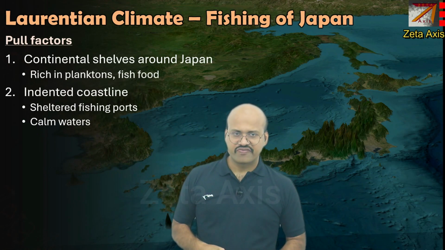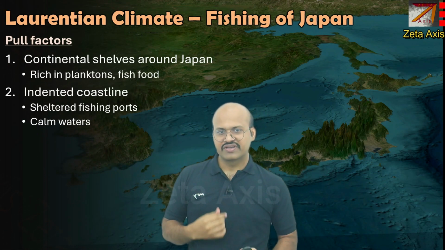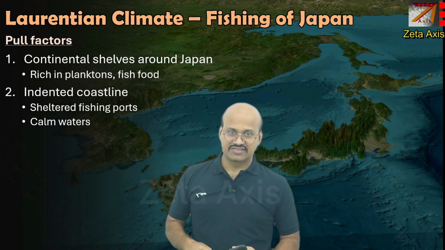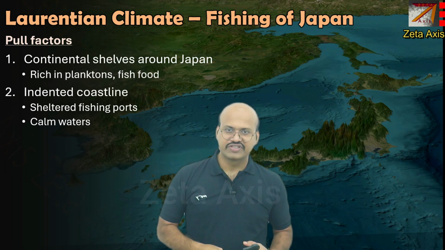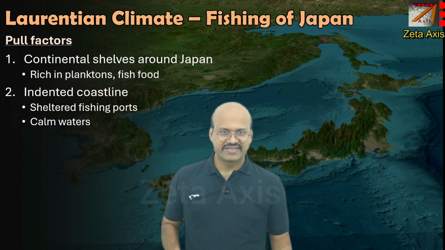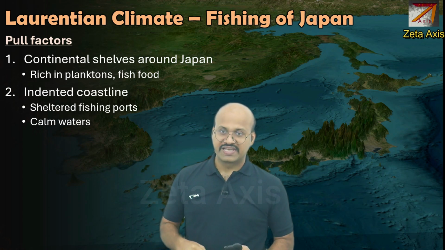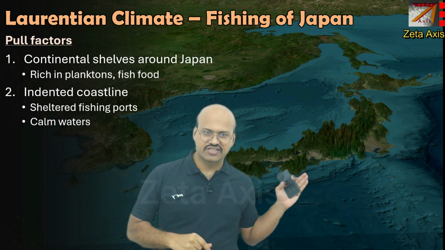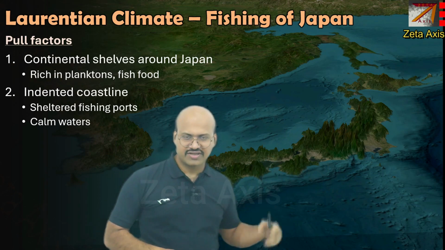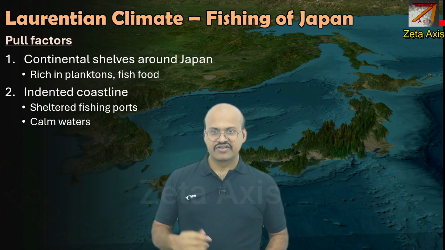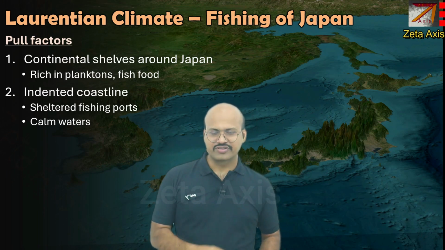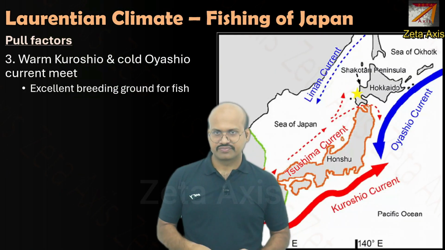Now, if we see the pull factors, that is, the benefits of people doing fishing: the continental shelves around Japan are very large, just like Newfoundland, and they are rich in phytoplanktons, which is fish food, and because of that there is a very large population of fish here. Then there are indented coastlines. We can see that the coastlines are not straight, but have lots of indents. So there are very good sheltered fishing ports, and the water is also calm here. Therefore fishing is possible even in small boats.